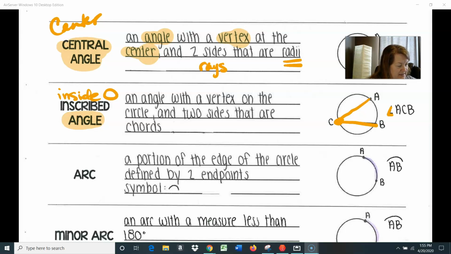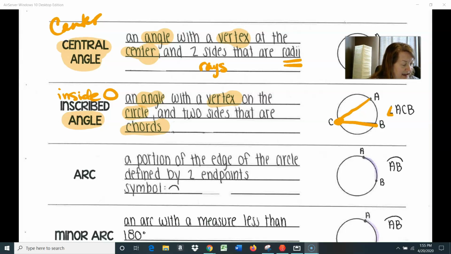Okay, so this is an angle where the vertex is no longer the center, but it is on the circle itself. It's on the outside edge of the circle. So the vertex is on the circle, and so are the two other rays. So those are two chords. Okay. All right, an arc.